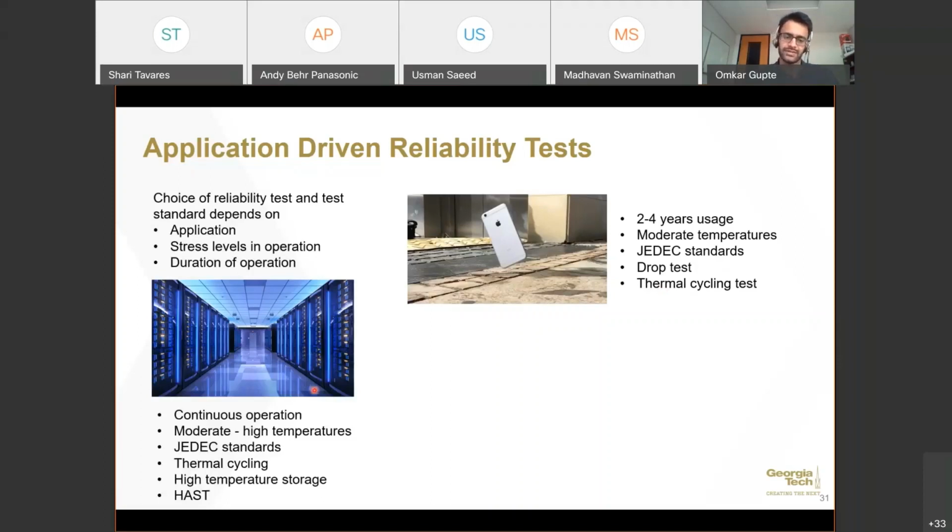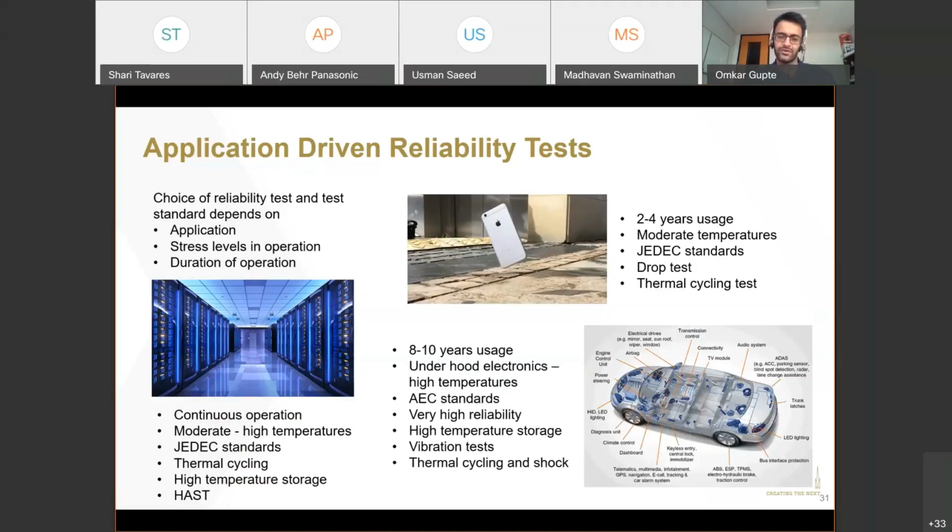For high performance computing applications, it's continuous operation and moderate to high temperatures can be reached. Because of that, thermal cycling, high temperature storage, and HAST tests are used on the packages for accelerated testing.